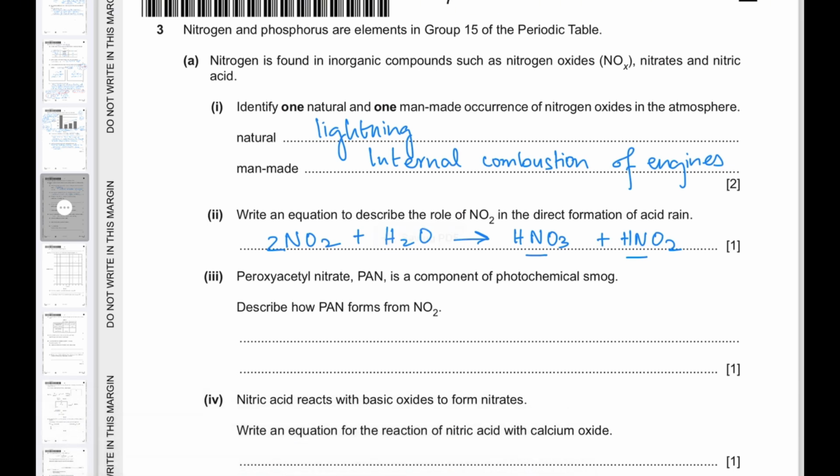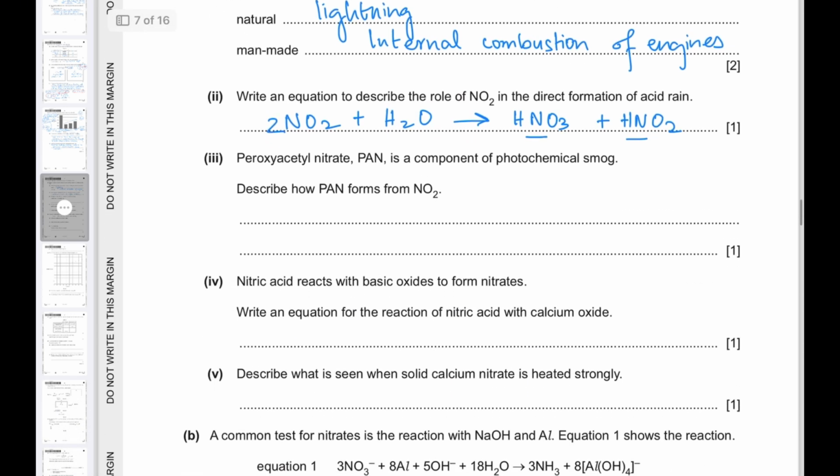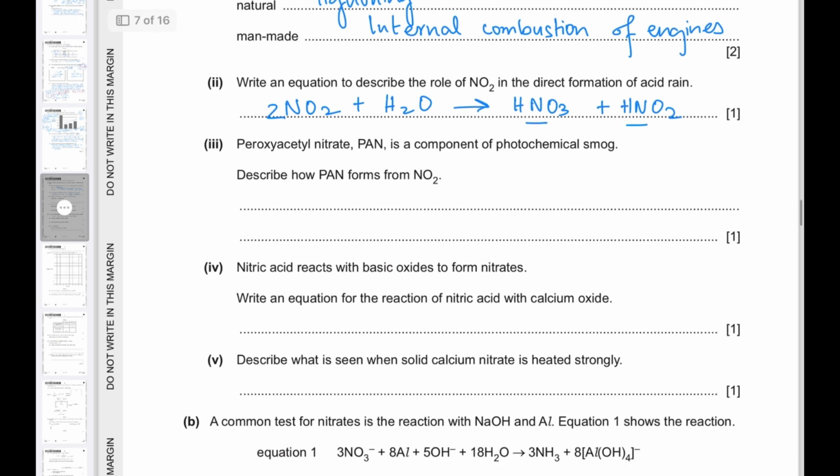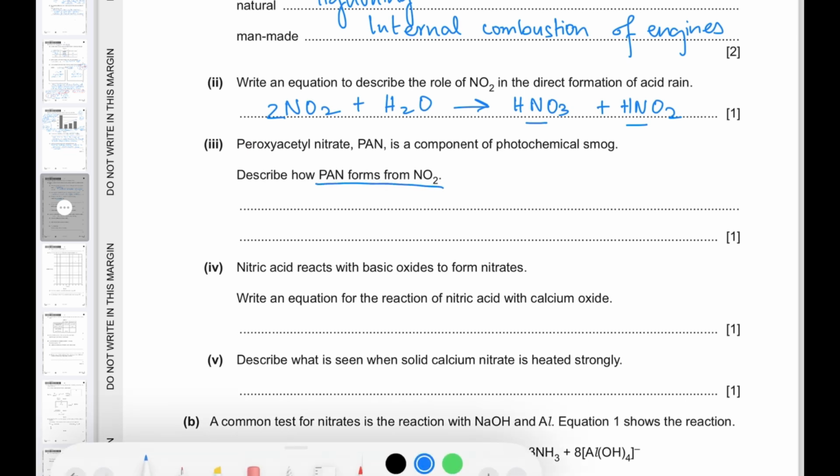Peroxyacetyl nitrate is a compound of photochemical smog. Describe how PAN forms from nitrogen dioxide. This topic's been recently added to the syllabus, and you are expected to know that volatile organic compounds, abbreviated as VOCs, are also a pollutant in exhaust fumes. They are unburned hydrocarbons that react with nitrogen oxides in the air to form PAN. So that's how PAN forms from nitrogen dioxide. It reacts with volatile organic compounds to form these compounds.